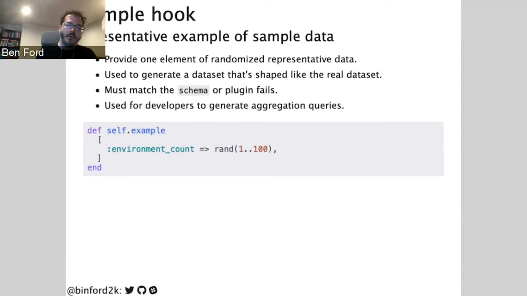And so what this does is every plugin will return a single item that's representative of what it could return. And then all of that is combined together to generate a data set that resembles the private data set. It also must match the schema, just like the run hook, or the plugin will fail. And this is how we generate those aggregation queries: we develop them against this example database, and then we run them on the live production database.